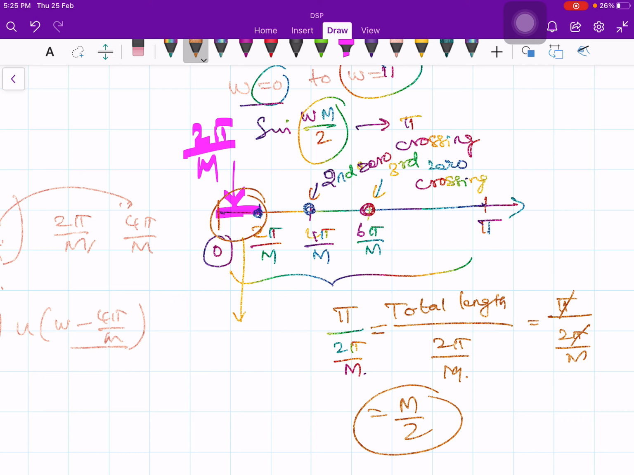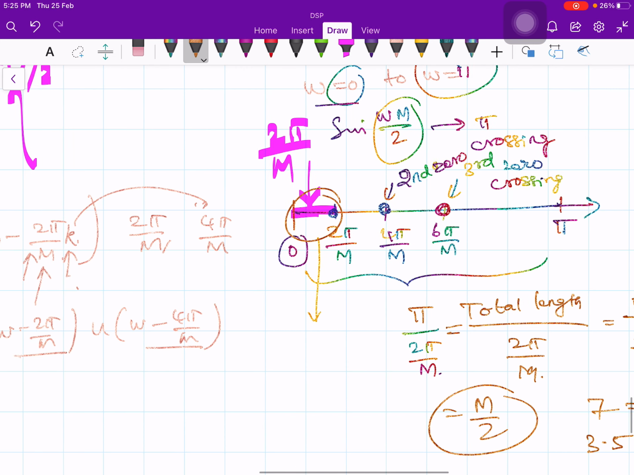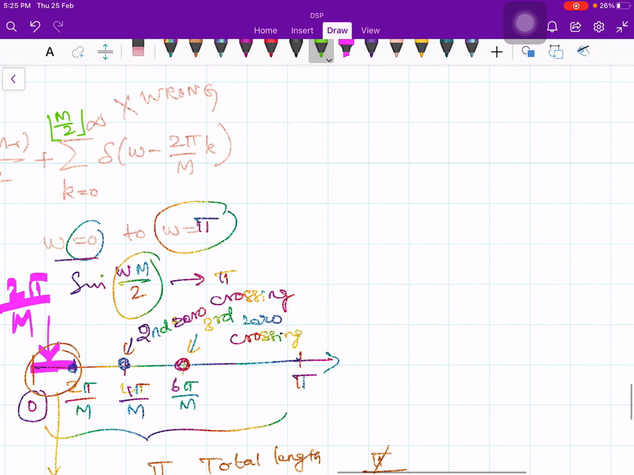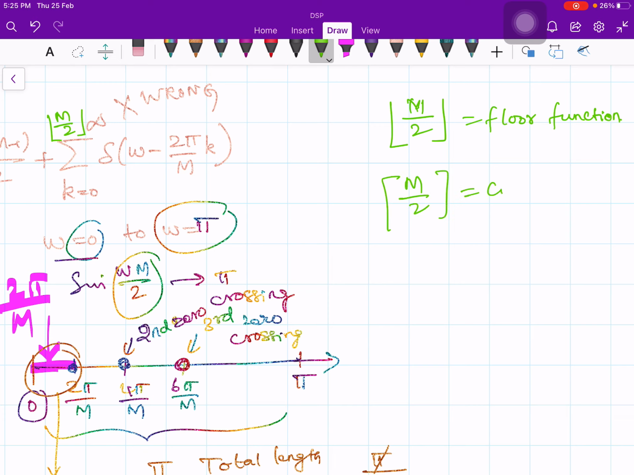In case M is not an integer, then what will you do? In case you take 7, then how many transitions? You can't say 3.5 transitions, it is wrong. Therefore, you have to take the integer value. So in the summation, you have to take capital M by 2, but you take the floor function. This is called a floor function. If I write like this, this is called a ceiling function.